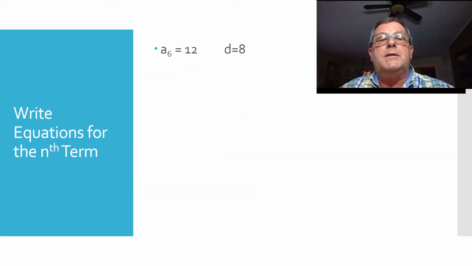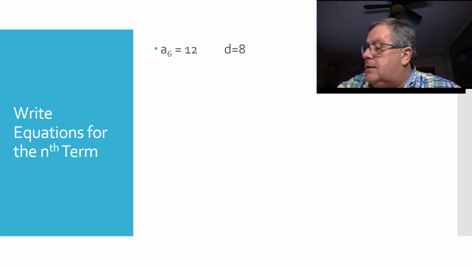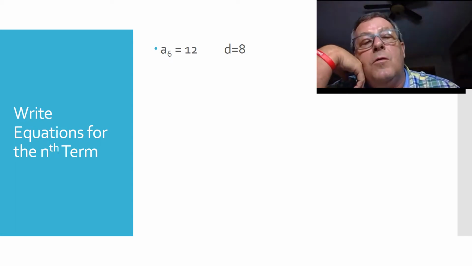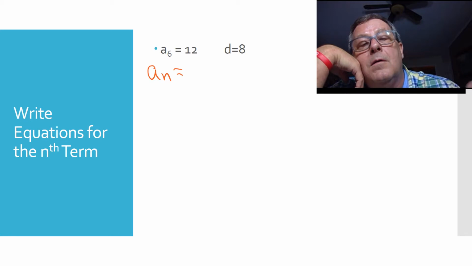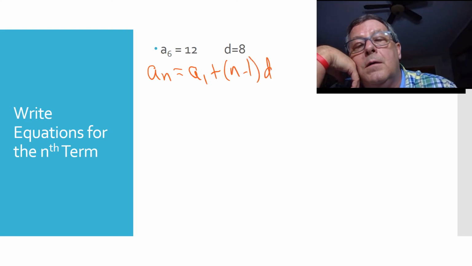Okay, we're going to look at another example of writing equations for arithmetic sequences. This also is coming from example 2 on page 667. I'm given the fact that A6 is equal to 12 and d is equal to 8. I'm going to begin by writing my equation for finding the nth term: An equals A1 plus n minus 1 d.